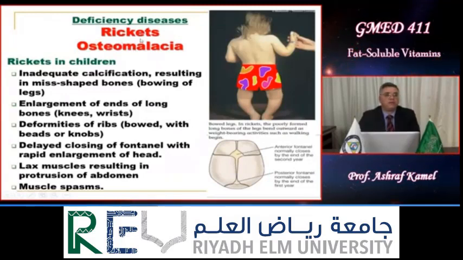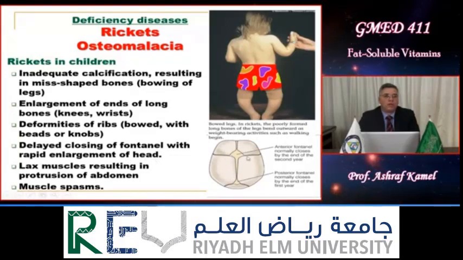Deficiency gives rise to rickets in children and osteomalacia in adults. Rickets in children is characterized by inadequate calcification, resulting in misshaped bones with bowing of the legs, enlargement of the ends of long bones, especially in the knees and the wrists, deformities of the ribs with beads or knobs, delayed closing of the fontanelles, which are the spaces between the skull bones, with rapid enlargement of the head.